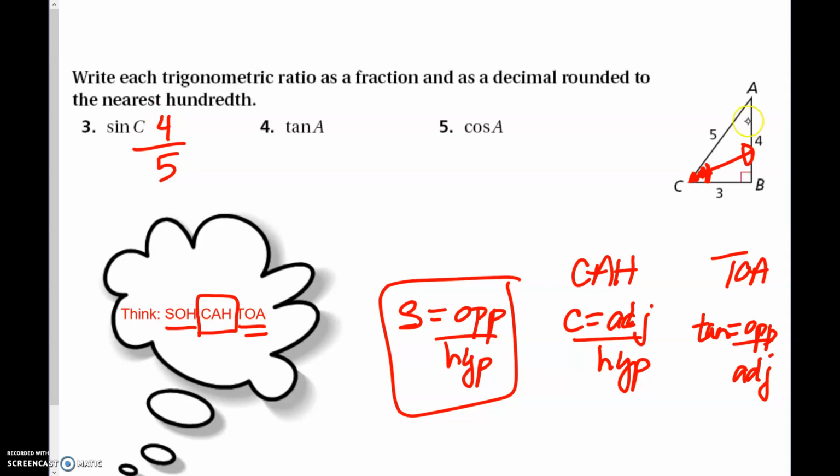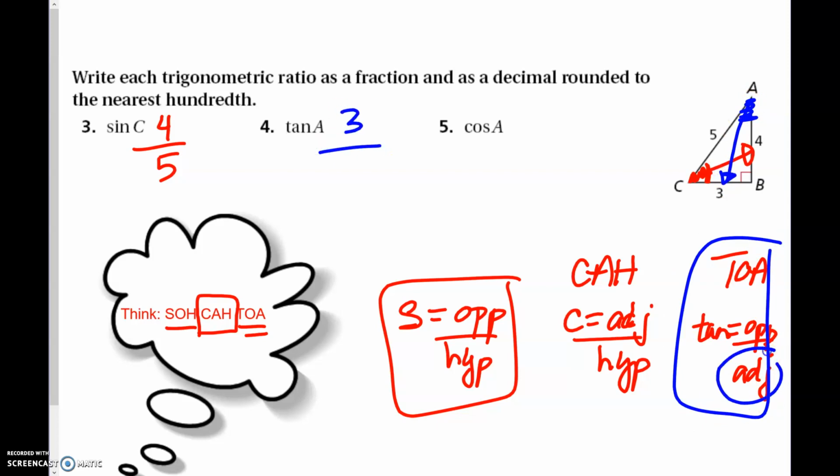Tangent of A. So let's start at A, and now we want to do tangent. So we're going to do the side opposite, which is 3, over adjacent, and the adjacent side is 4. Okay, why don't I use the 5? Because the 5 is the hypotenuse, and if I want to use the hypotenuse, I'm going to say hypotenuse. Otherwise, we are using the legs.